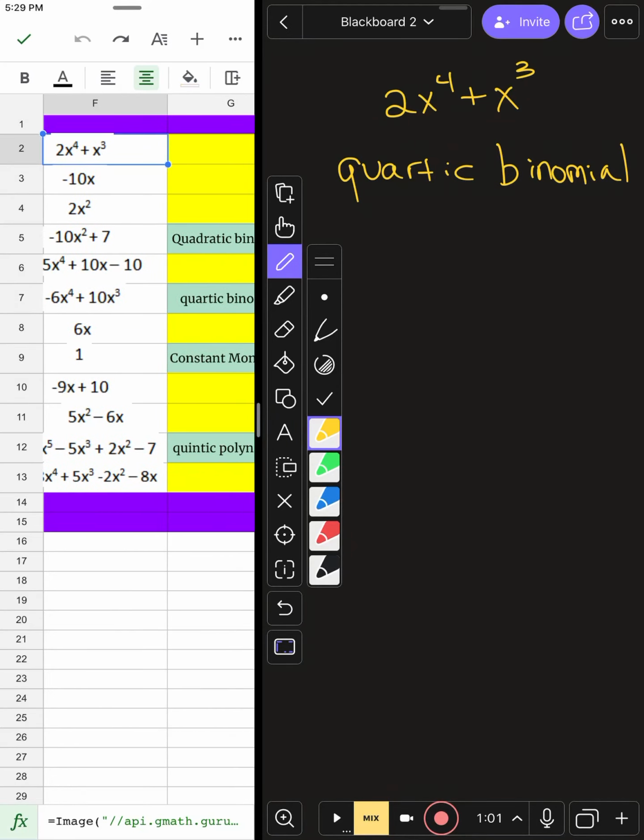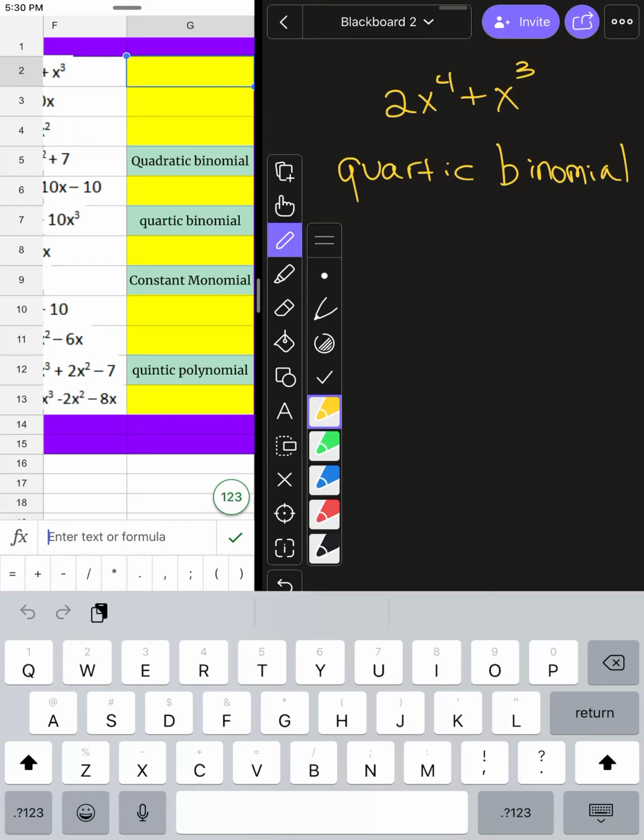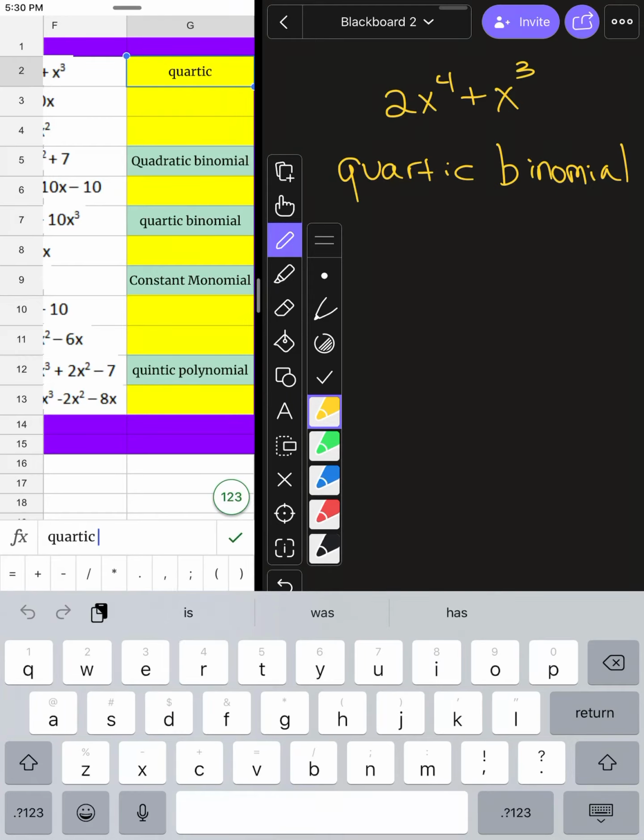And then on this assignment, what you do is you go over to the problem, you go over to that yellow square and type in the answer. And I'm going to type in quartic. Make sure you spell it right, because it's going to tell you if you get it right or wrong. Quartic binomial.